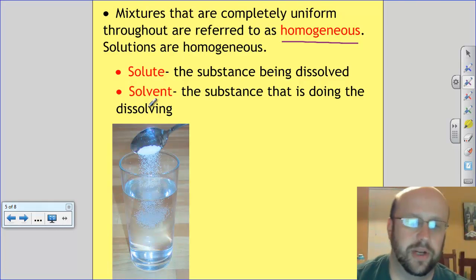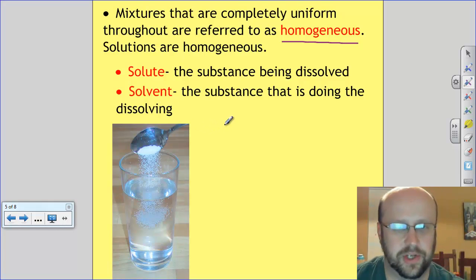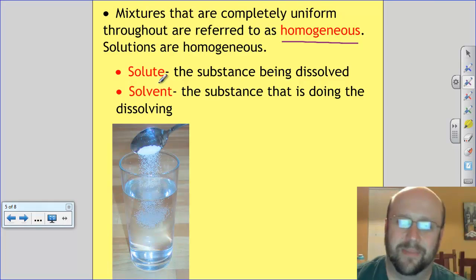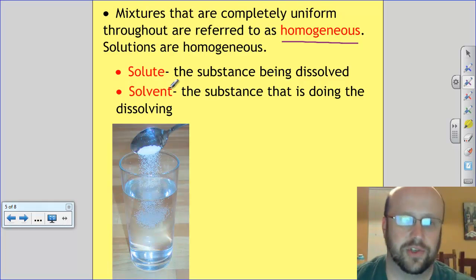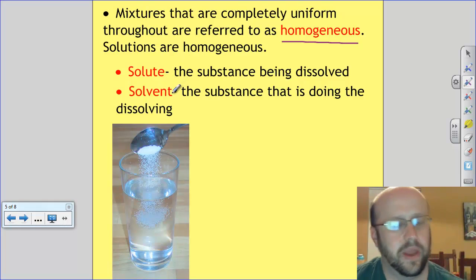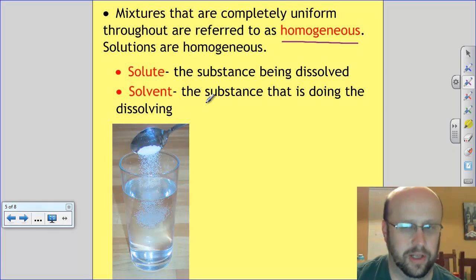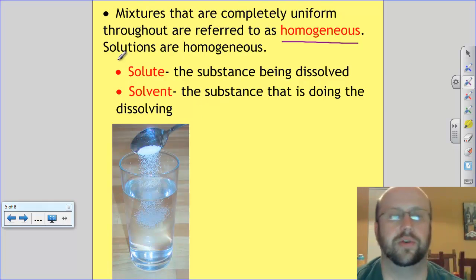So the first thing we need to know is that there are specific definitions for these things. And the bad news is they kind of all sound the same. So solution, solute, solvent, all those words sound pretty similar, but let's go through them real quick just to make sure that you know how to define them.